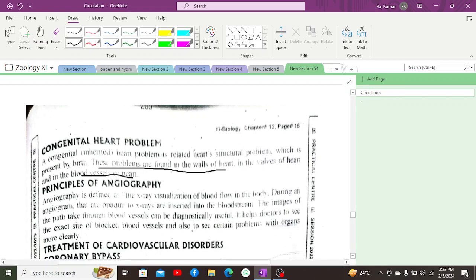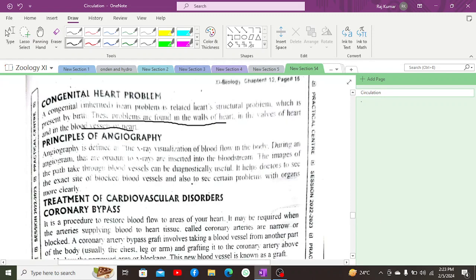Now, in some individuals, again, there's no closure of the ductus arteriosus, due to which it remains open after birth and again leads to the condition of cyanosis. So these are the two congenital heart problems which are important.